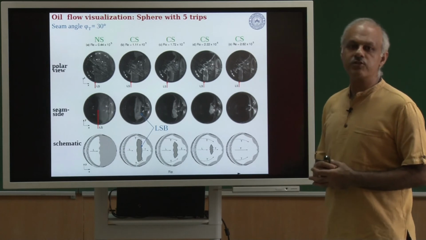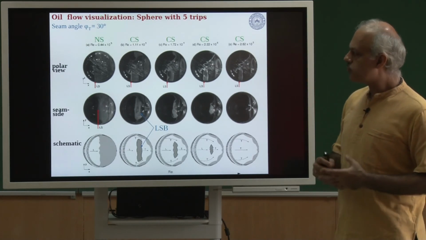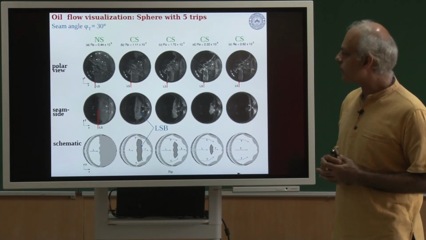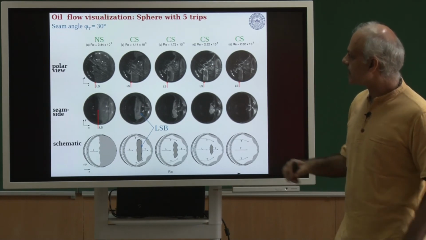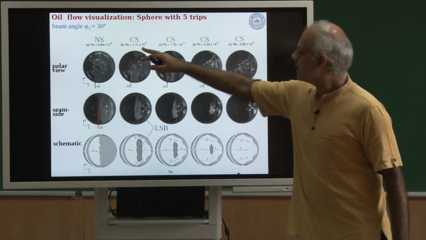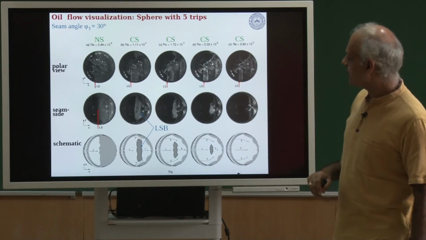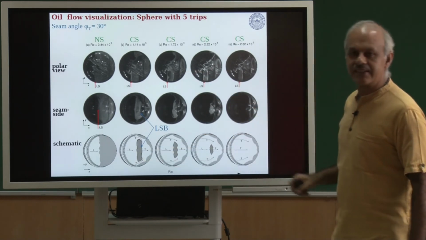Alright, now some flow visualizations, to see what exactly is going on. We use the same techniques now for the cricket ball. This is the cricket ball with 5 trips, and these are different speeds, different Reynolds numbers, probably a little difficult for you to see. So I have drawn a schematic here.